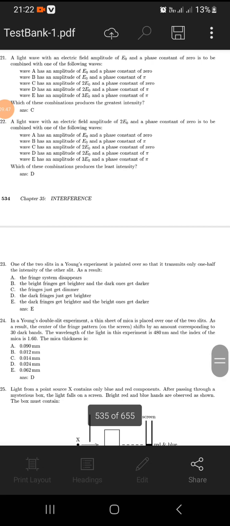A light wave with an electric field amplitude of E0 and a phase constant of 0 is to be combined with one of the following waves. Wave C with an amplitude of 2 E0 and a phase constant of 0.